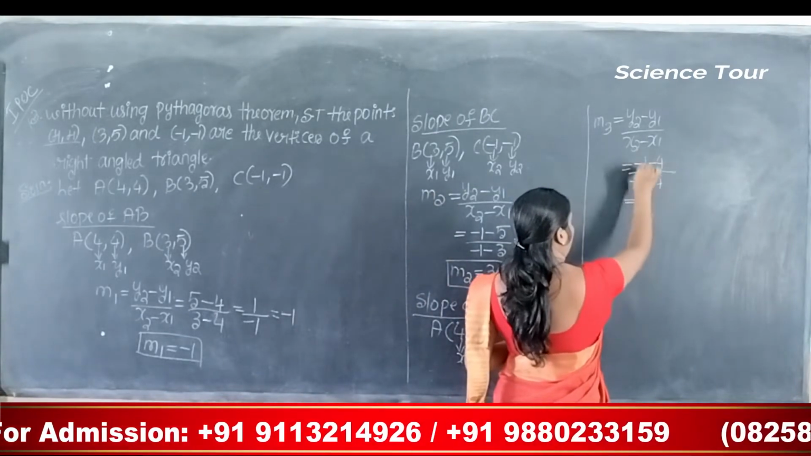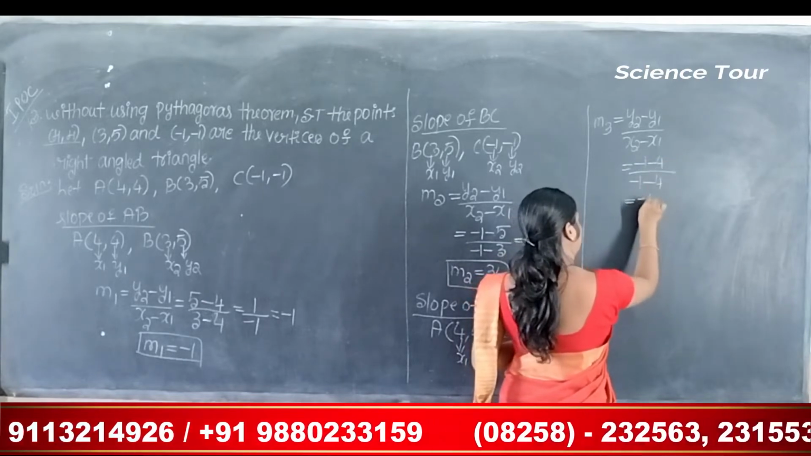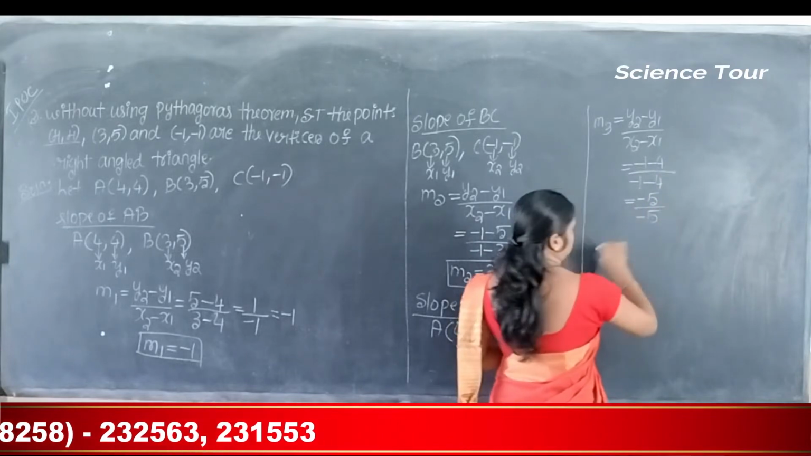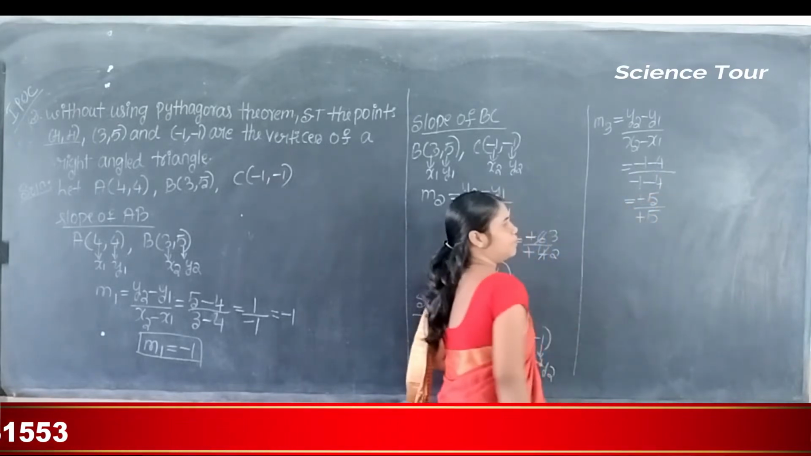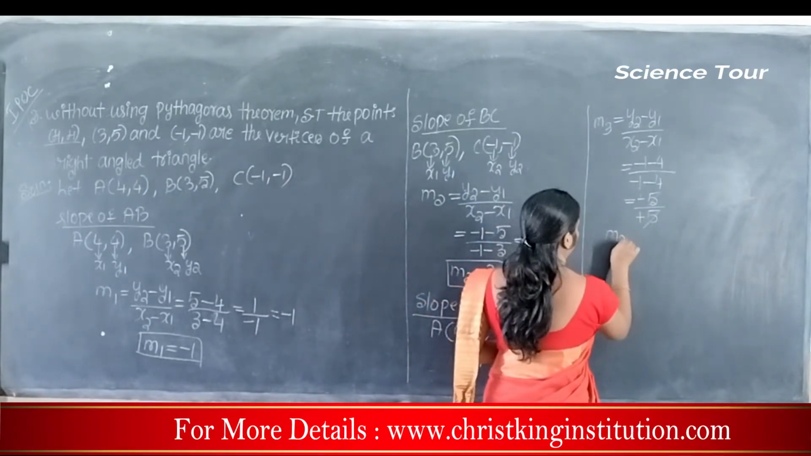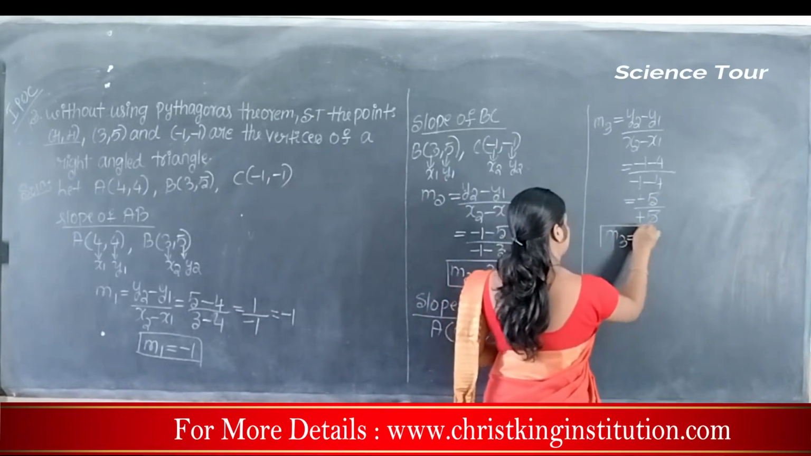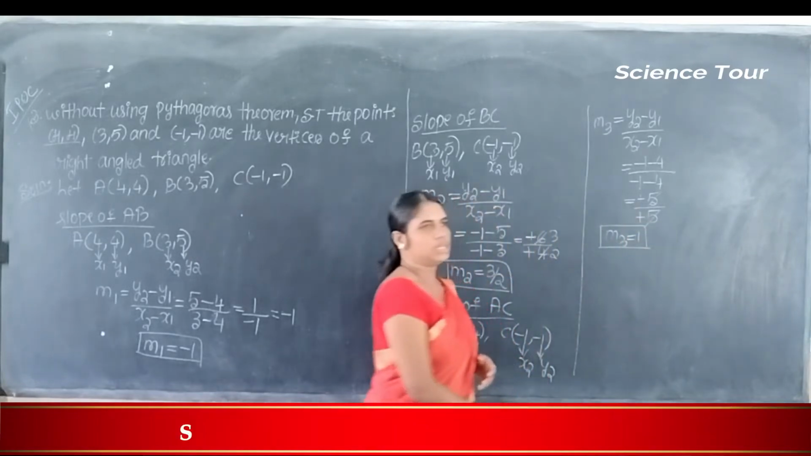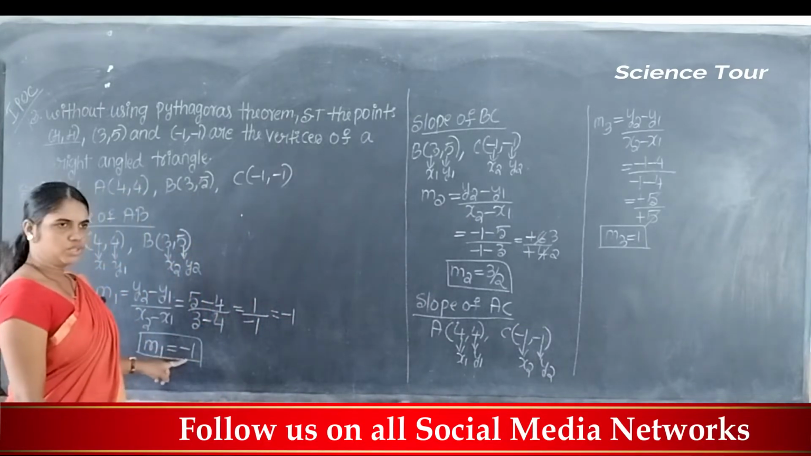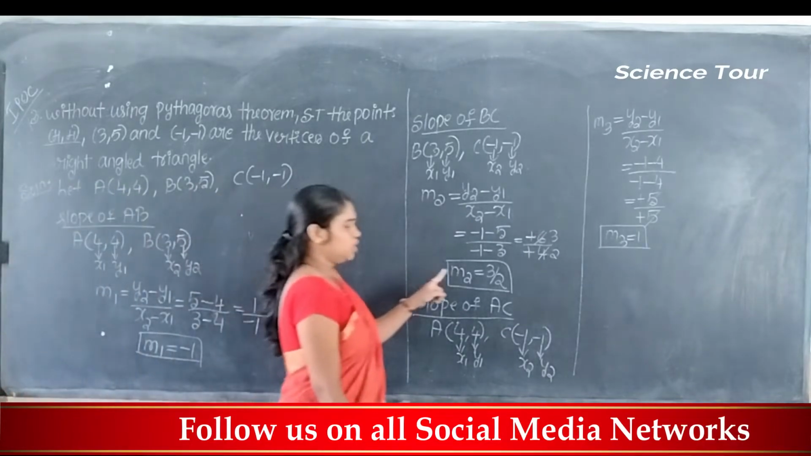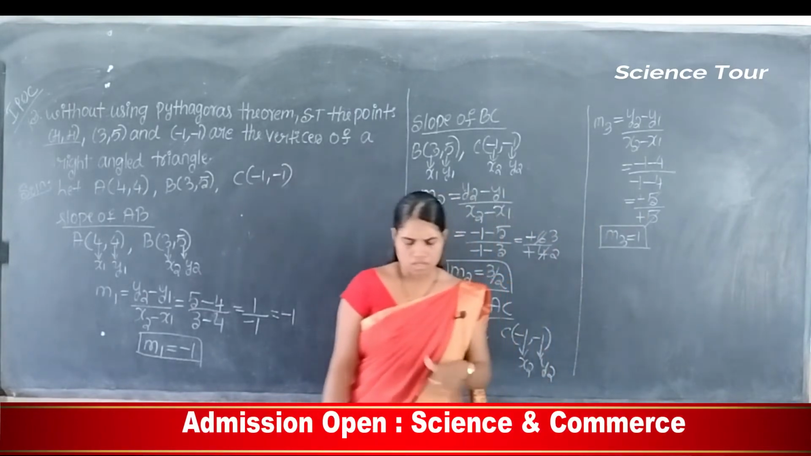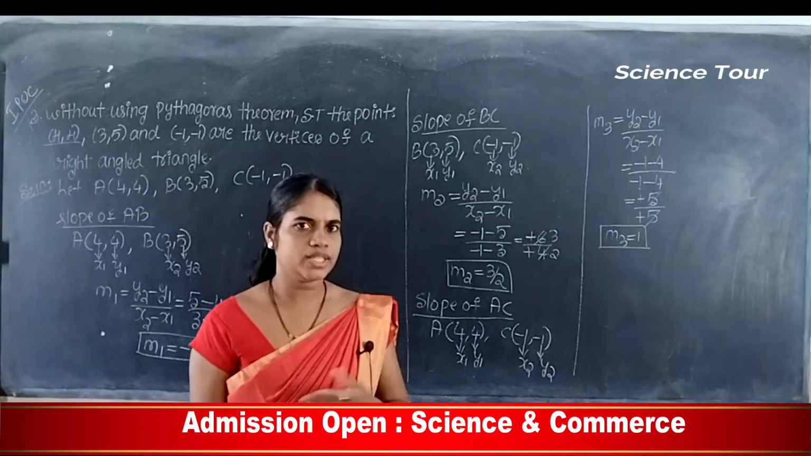Okay, so now minus 1 minus 4 is equal to minus 5. So minus and minus will become plus. 5 and 5 cancelled, so therefore you will get m3 is equal to 1. Okay, so you can observe here m1 is equal to minus 1, m2 is equal to 3 by 2, m3 is equal to 1. So what is the next step?